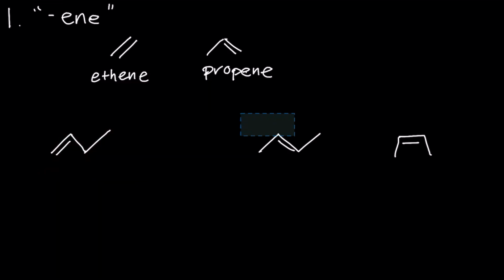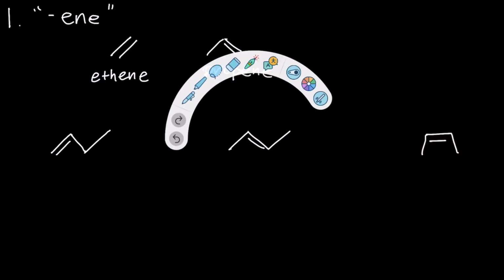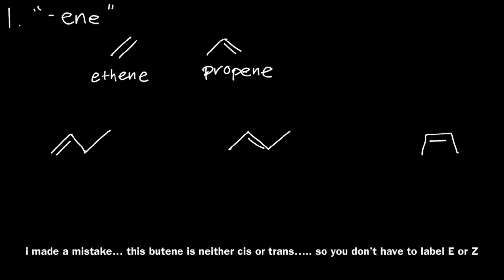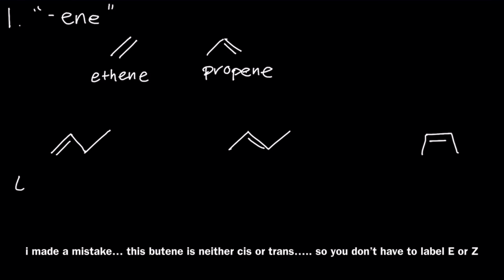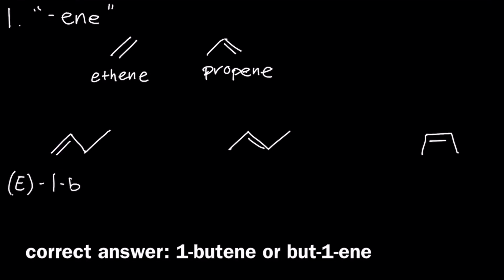Let's start off with, I'm going to try to space this out. I'm going to start off with the left one. This one, I see that it's in a trans configuration. So I have to denote that it is trans, which is E. And I see that the double bond is on the first carbon. So it's E-1-butene.